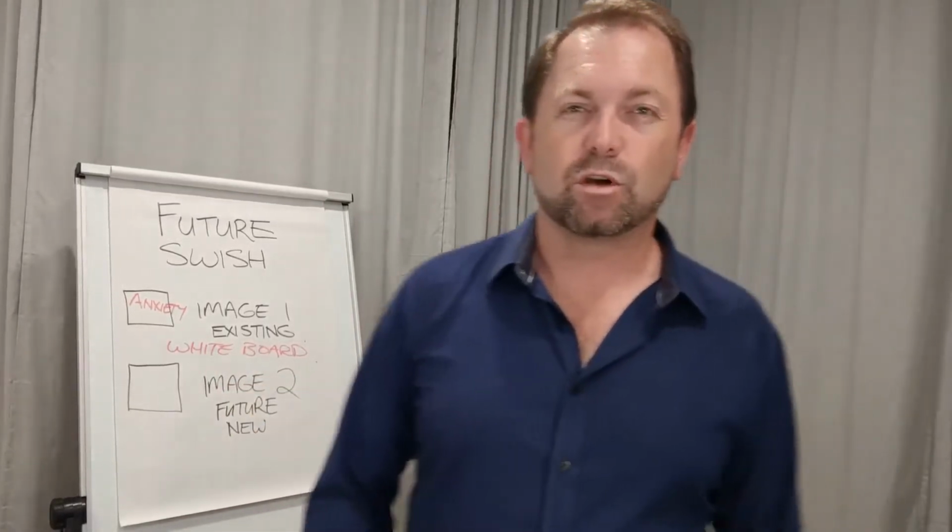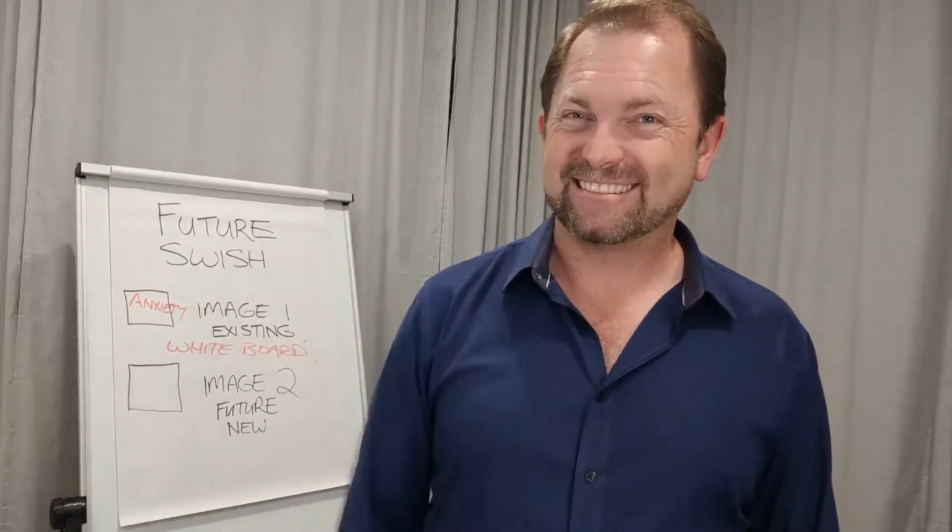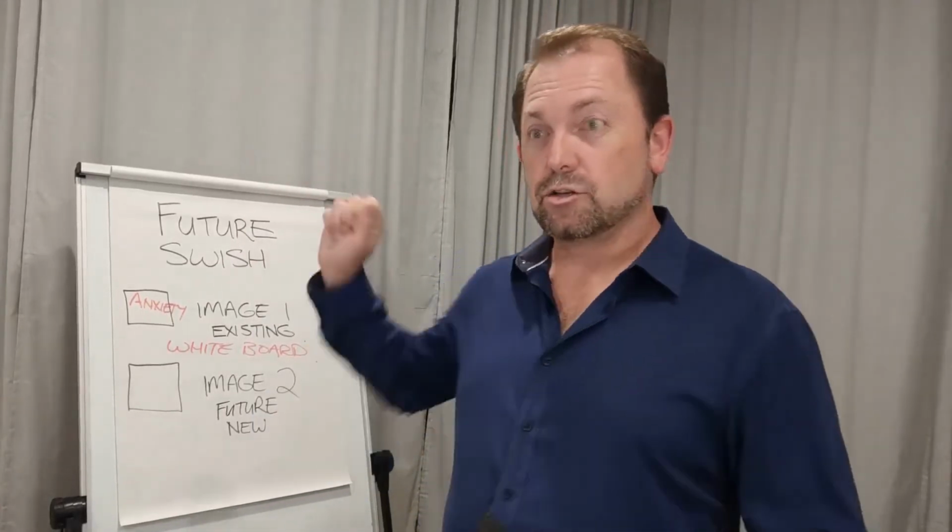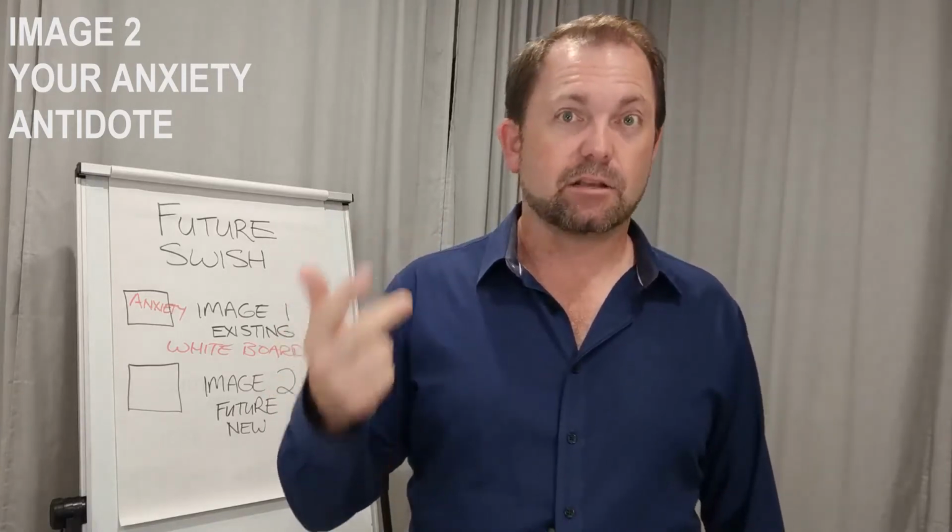Now, let's work on image number 2. Image number 2 is your future self. Now, we want to build an anxiety antidote, right? And so an anxiety antidote requires the antidote. What is the antidote to anxiety? It could be calm, it could be relaxed, it could be centered and grounded. Safe is a good one. If you're having racing, catastrophic thoughts, you're not feeling safe.